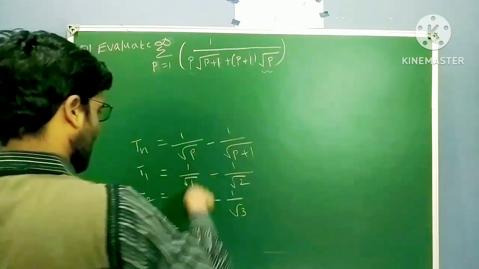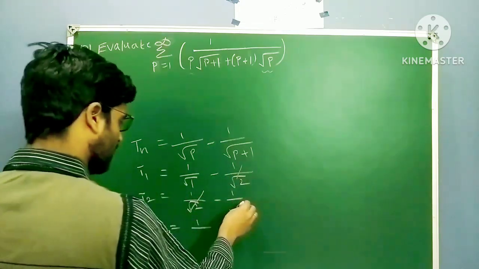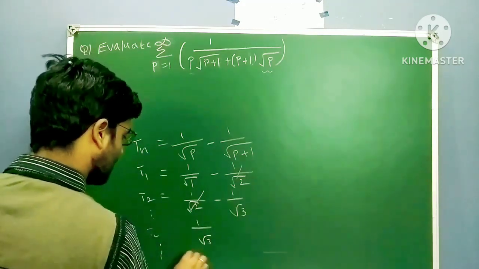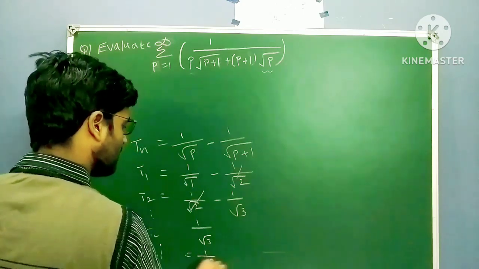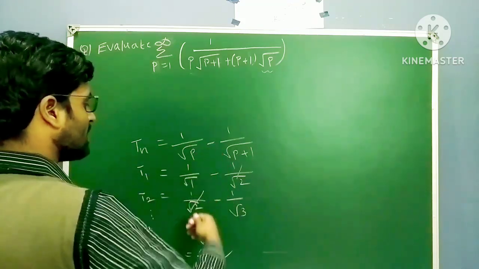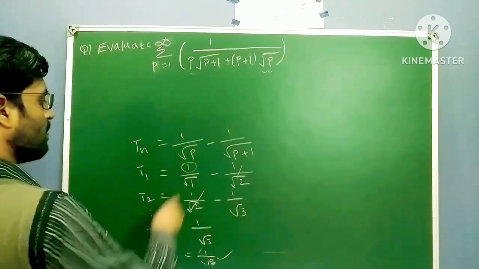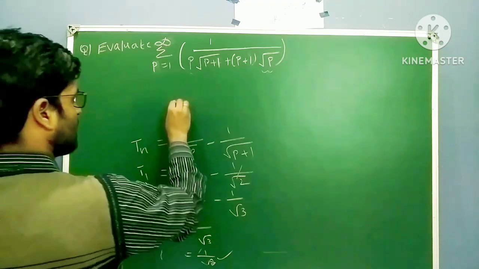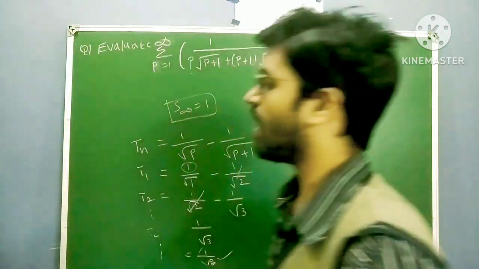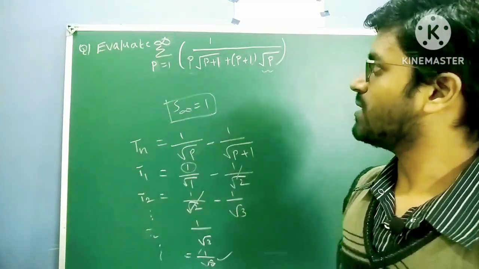What happens? You have to add these terms. If you add these terms, 1 by root 2 gets cancelled, and 1 by root 3 gets cancelled. Finally, you get 1 by infinity, and 1 by infinity means 0, that means no value. You do it up to infinity only. If you add these terms like this, everything cancels and finally you have only 1 by root 1, that means 1. So S infinity is 1. Clear? So this is how you have to do this type of question. This is regarding series and sequence.